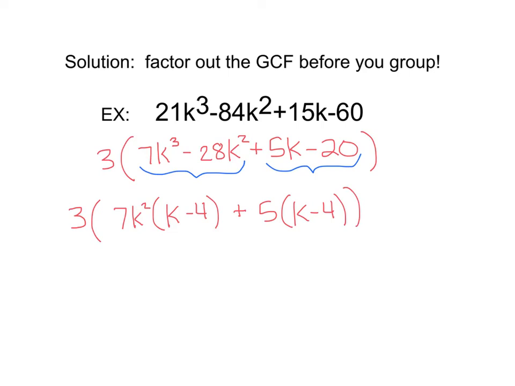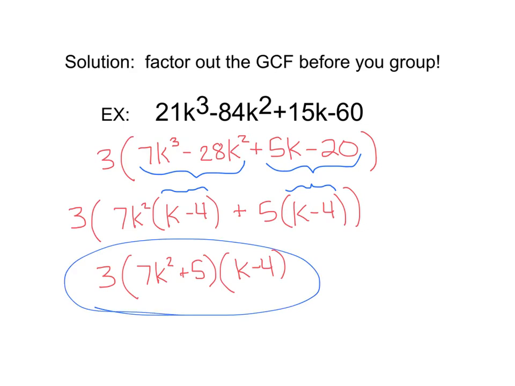You'll notice immediately that our values in the parentheses are the same, which means we factored by grouping correctly. We pull it all together and we get 3 times 7k squared plus 5 times k minus 4. And that's our final answer.